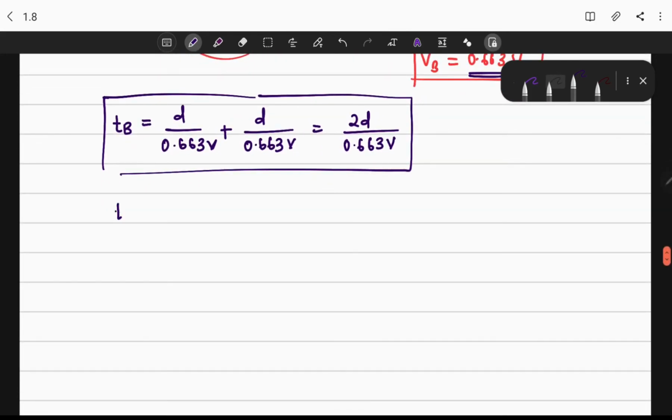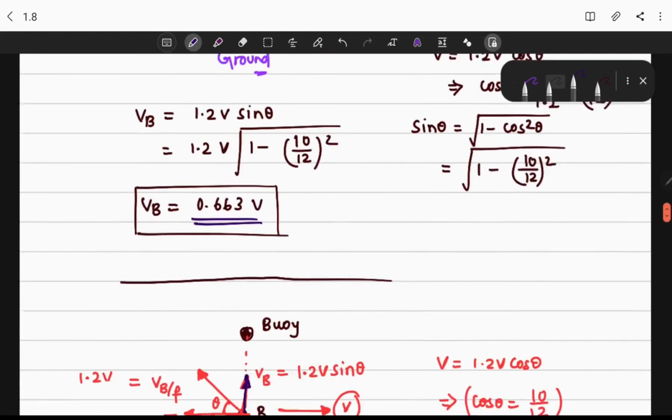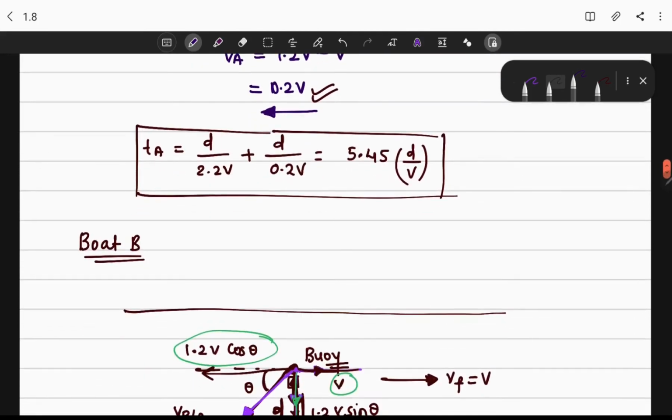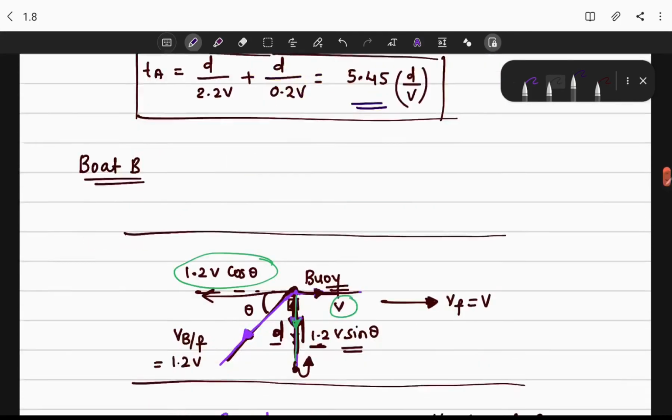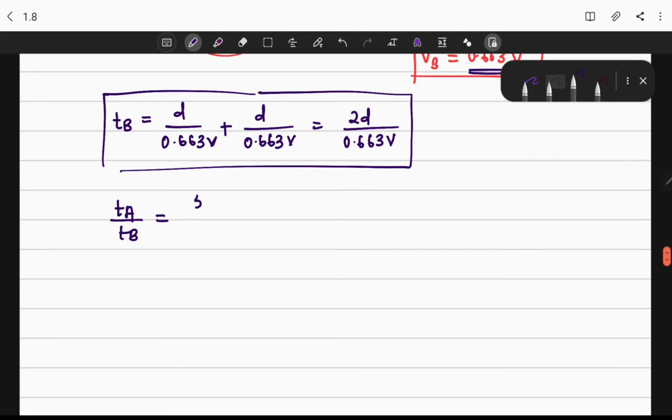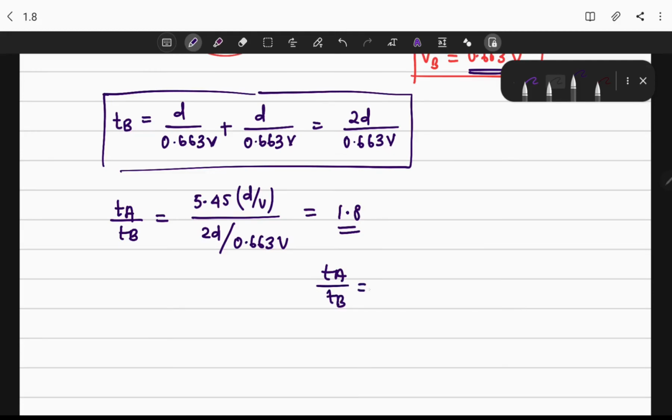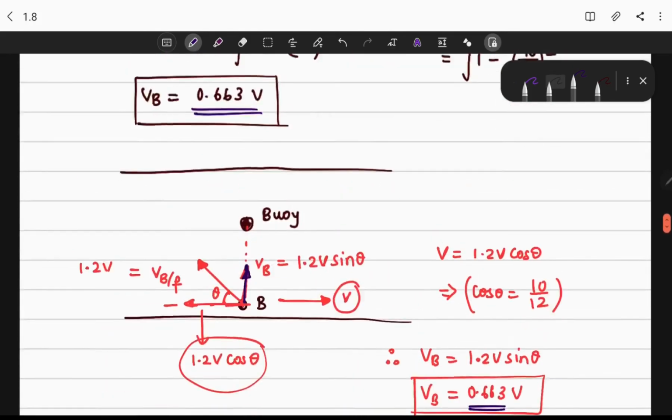Now it is being asked to find TA upon TB. We know what is the value of TA. So TA is 5.45 d upon v. So we can write 5.45 d upon v divided by 2d upon 0.663 v. If we solve this, we can get around 1.8. So TA upon TB is equal to 1.8. I hope the entire procedure is clear.